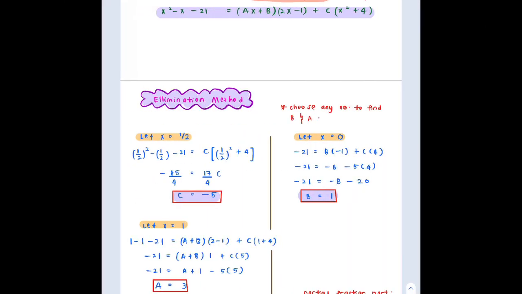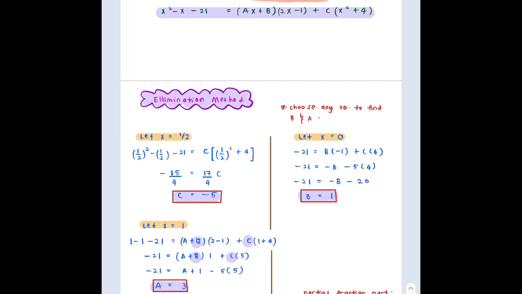Now let us substitute another value. Let x equal to 1. So just choose any easy number. So let's fill in 1 whenever you see x. Therefore, you get this equation here. Let's substitute. Your c is equal to negative 5. And then your b here is equal to 1. Okay, substitute the values until you are left with just a here. Then you can solve your a is equal to 3.